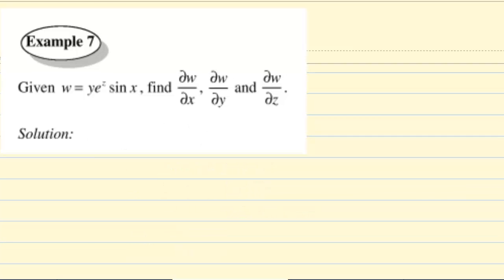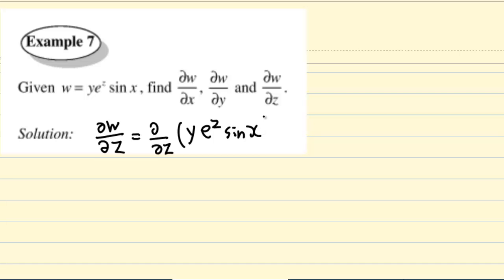Finally, we are going to find dw/dz. Partial differentiation of w with respect to z. So w is y times e power z sine x. Now, when we do partial differentiation with respect to z, you keep x and y constant.